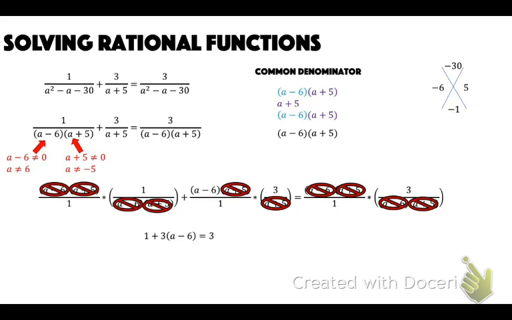So on that first one, I'm left with 1 plus 3 times a minus 6 equals 3. Well, 3 times a minus 6 is 3a minus 18. So that's going to be 3a minus 17 equals 3. Add the 17, you get 3a equals 20. Divide by 3, so a equals 20 over 3.